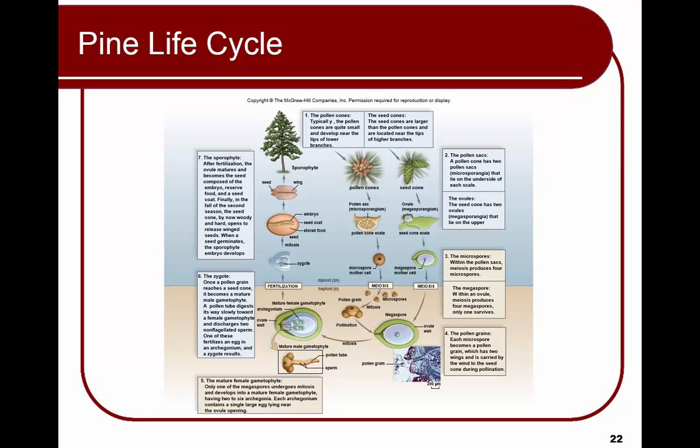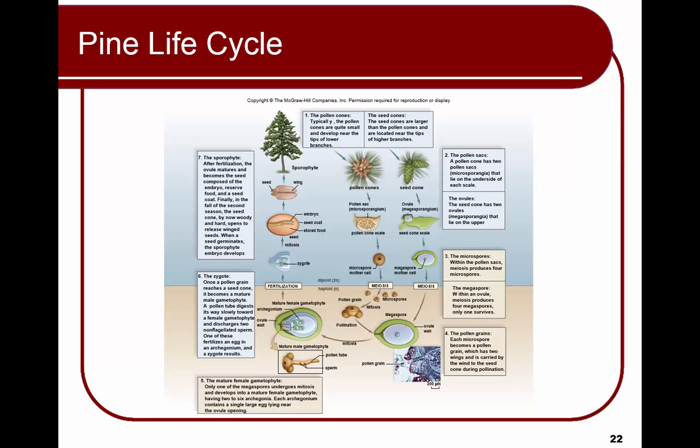Now, here is number 1 at the top, where the pollen cone, that's a lot smaller than the seed cone, it develops near the tips of the lower branches. And you've got the seed cones, which are the larger ones. Those are the pine cones that we think of, and they're near the tips of the higher branches. And you've got pollen sacs, where the pollen cone has 2 pollen sacs, and that's the microsporangia that lie on the underside of each scale in that cone.